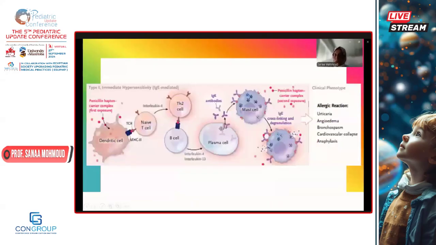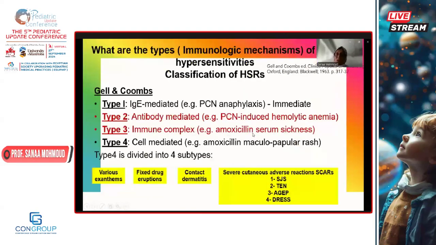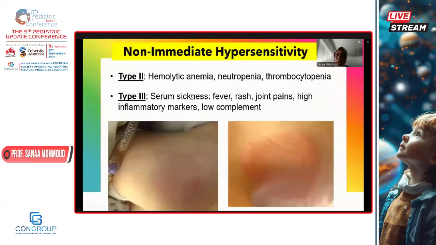In the type 1 reaction, as I just said, mast cells will release the chemicals that lead to the allergic reaction: urticarias, angioedemas, bronchospasm, cardiovascular collapse, and the severe end of the spectrum will be anaphylaxis. You have to recognize this clearly and differentiate between the simple reaction and the severe reactions. With the antibody-mediated types 2 and 3, when you have swelling or joint pains with high inflammatory markers, complement will be activated. In those patients, you have to measure the comprehensive metabolic profile, meaning also evaluate the kidney function and the liver function.